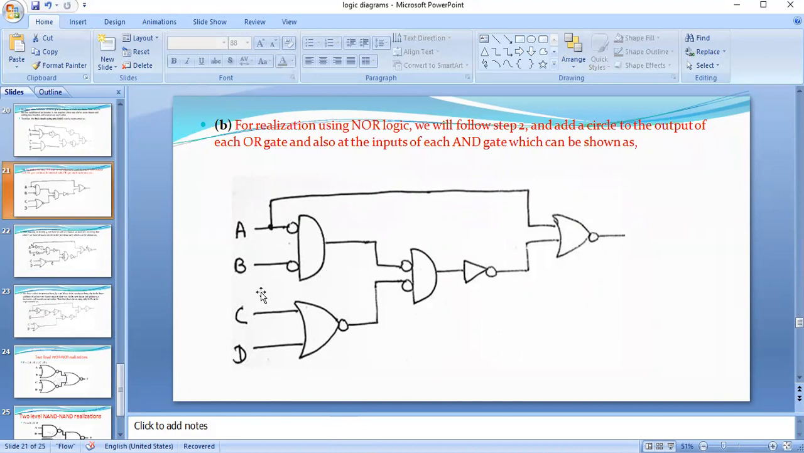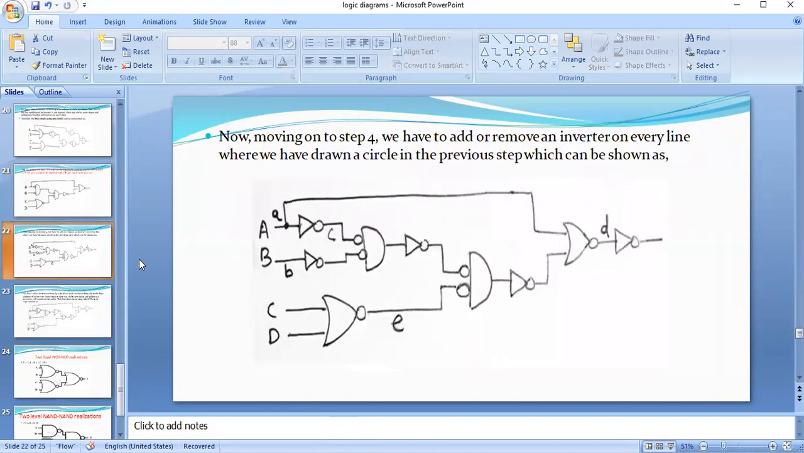Okay, so for the compensation, we have to place inverters on the same lines. For the bubble compensation, we have to place inverters. See here, we are placing inverters for the compensation. See here, A bar, B bar. So we can directly take it as A bar and B bar, or instead we can use NOR gates.